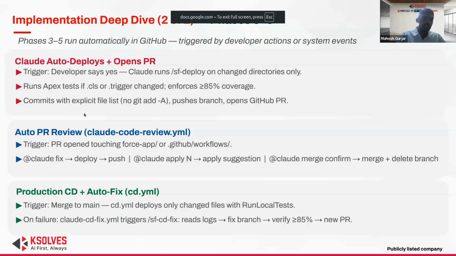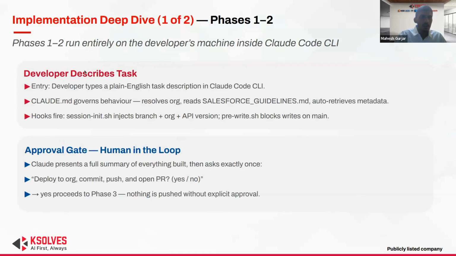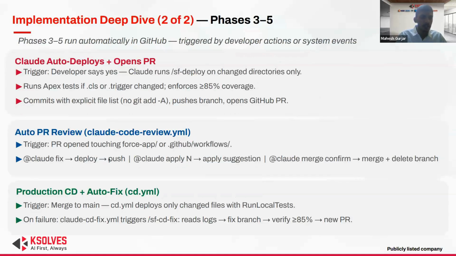So till now, what happened? Let me go back to the previous slide. We asked Claude to develop a task. We just described the task. Claude developed the task, and we approved. Claude created a PR for us. Claude automatically reviewed the PR, and we asked Claude to apply the suggestion. So it applied the suggestion as well. And then we asked Claude to merge. So it started merging our changes in the main branch, and it merged the changes.